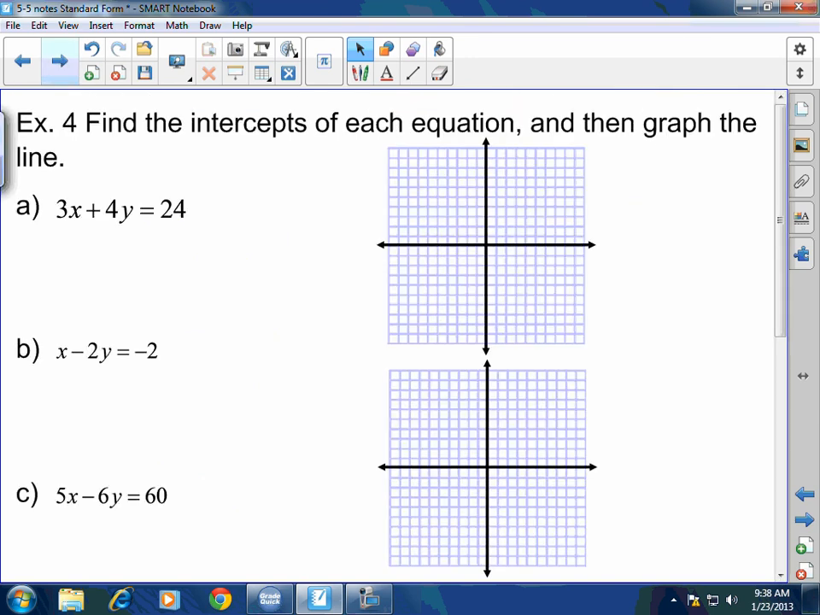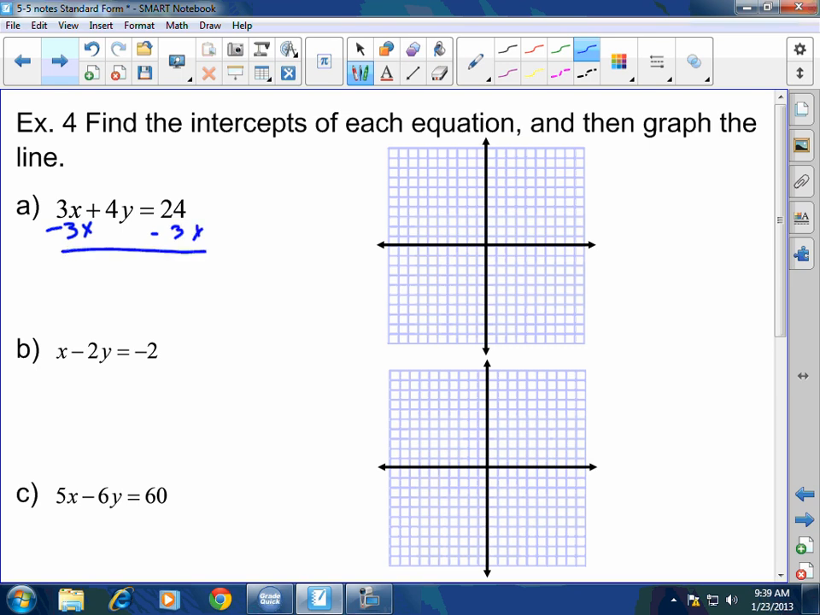Now, here's where all of this stuff comes together. The whole point of knowing how to use standard form is to be able to graph things quickly, but there's one condition to this. If I told you to graph 3x plus 4y equals 24, most people right off the bat would go, okay, subtract 3x from both sides, 4y equals negative 3x plus 24, divide by 4 on both sides, y equals negative 3/4 x plus 6.